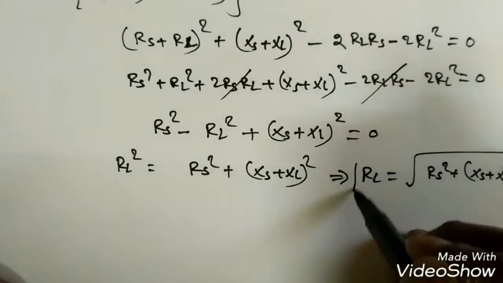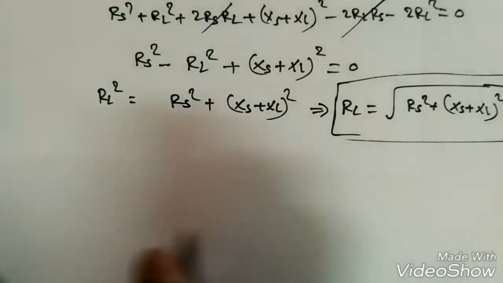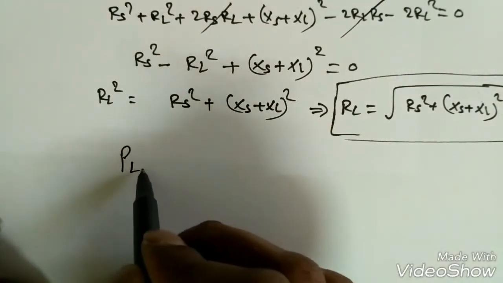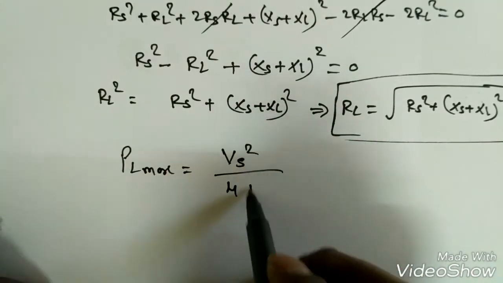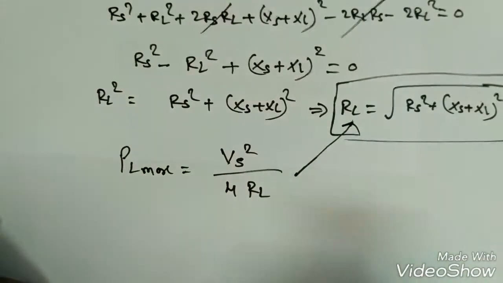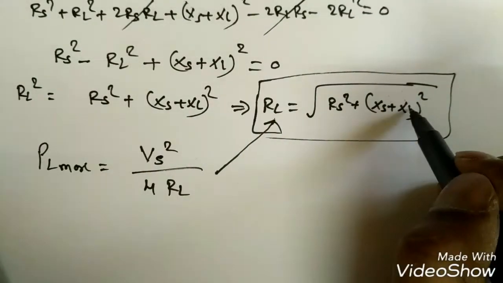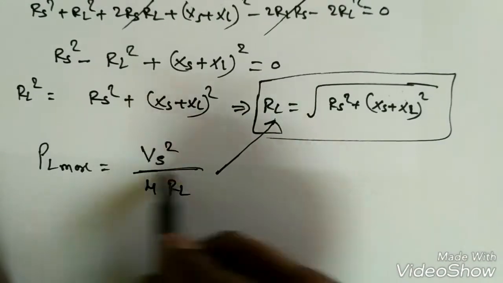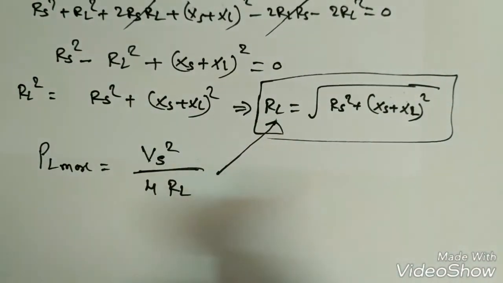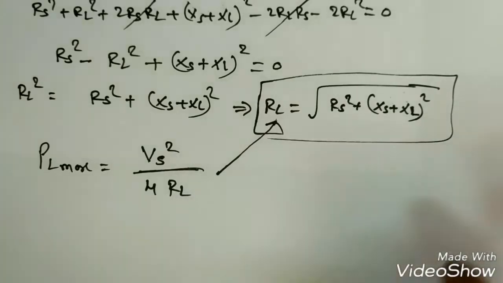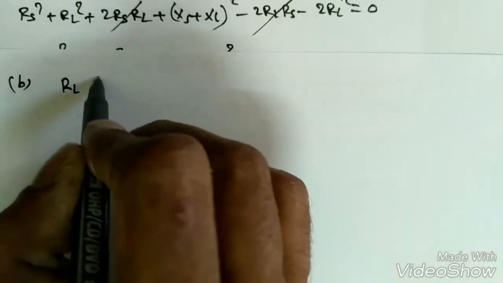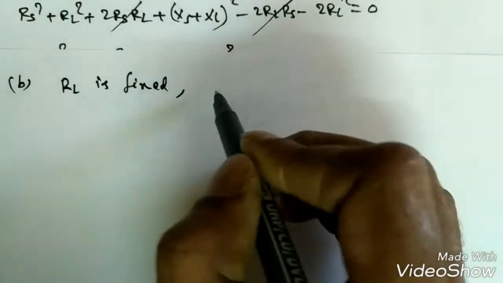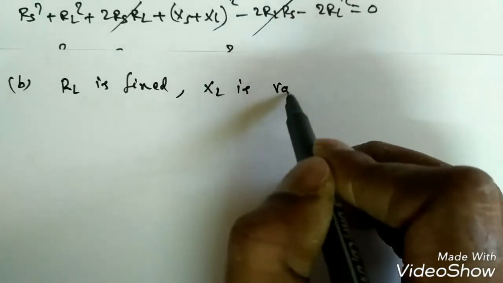So this is the condition to deliver maximum power to the load, right? Now again, if I find the PL max, we'll get the same, Vs square by 4 RL, but RL here is the square root of Rs square plus Xs plus XL whole square. So this is about part A in the second condition. Next we will see part B, that is RL is fixed and XL is variable.